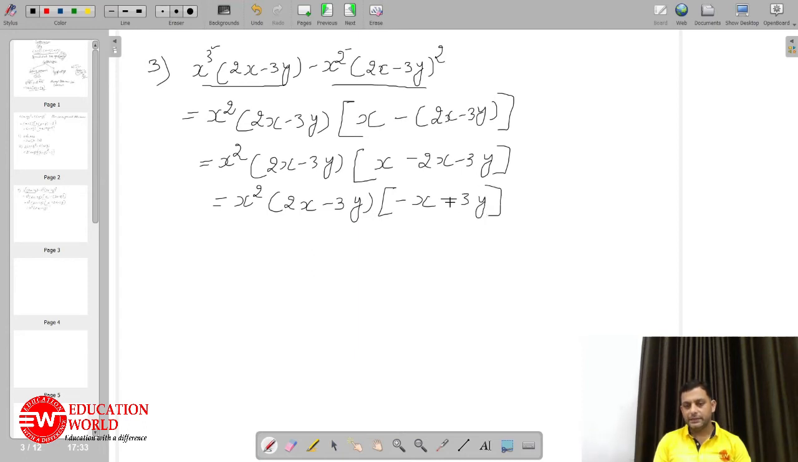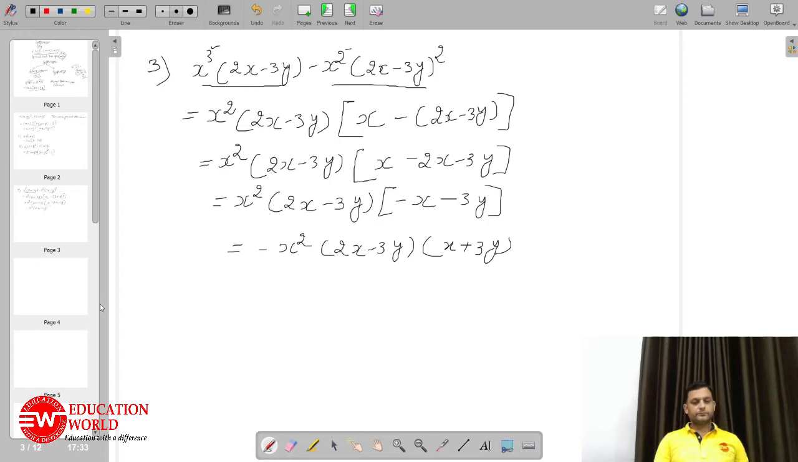So minus x minus 3y. Now you can say that minus is also common. See here, I can take, no problem, minus x square times 2x minus 3y and x. Now all this will become plus because minus we have taken out.